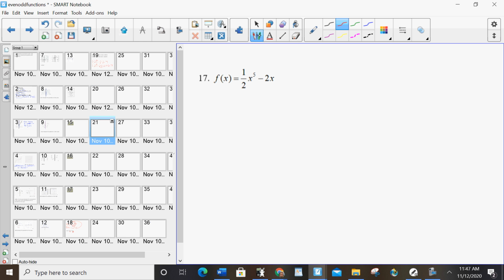To determine if a function is even, odd, or neither algebraically, I start by substituting negative x in for x.